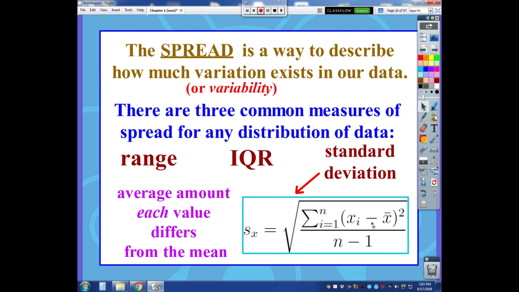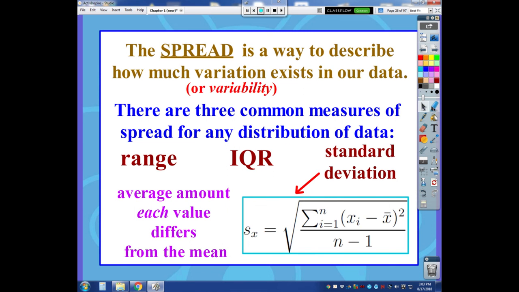And if we subtract away every individual value from the mean, that's what x bar represented here. So if we took that difference and squared it, and then added up all those differences, and then divided by the number of terms in our data set minus 1, and then square rooted all of that, that would represent the standard deviation. Now the definition I'm going to want you to know is it is the average amount that each value differs from the mean.